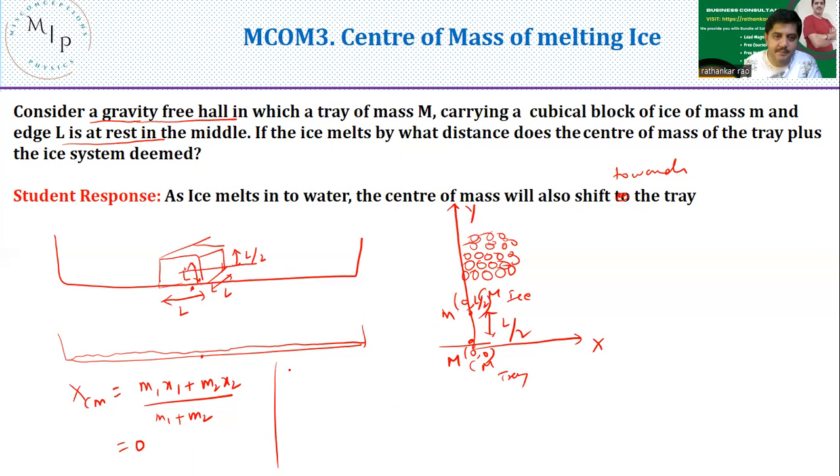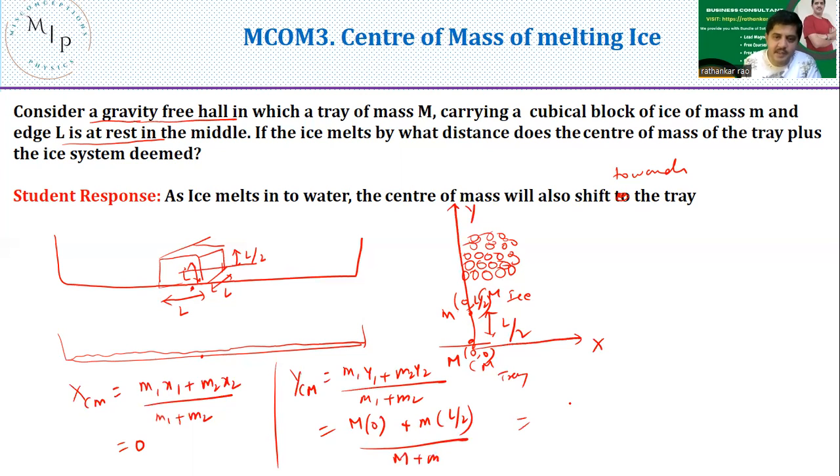Now, let us look at YCM. YCM should now be equal to M1 y1 plus M2 y2 divided by M1 plus M2, which should now be equal to, what is M1? M1 is the mass of the tray. So there should be M into 0 plus M2. What is M2? M2 is nothing but m itself. M into y2, it's nothing but L by 2, divided by M plus m, which should now be equal to m into L divided by 2 into M plus m, right?